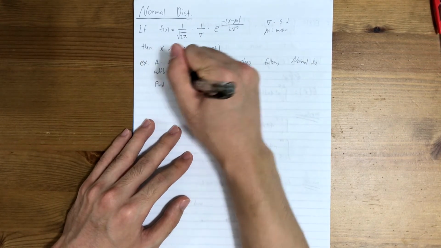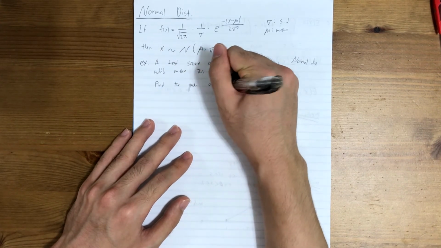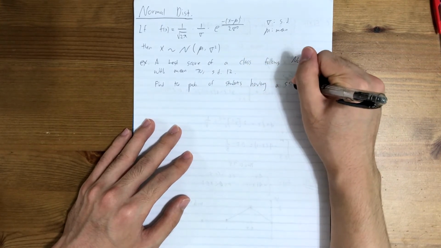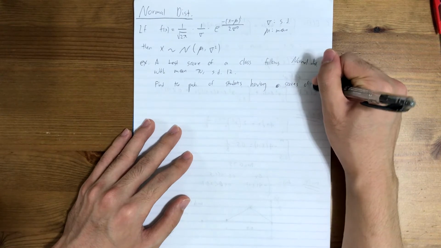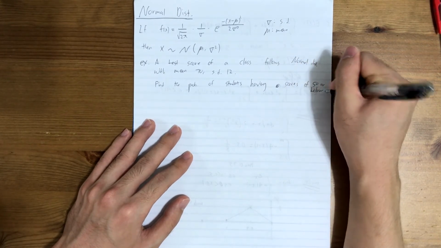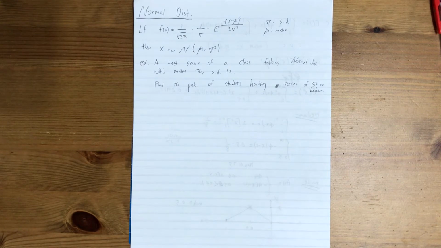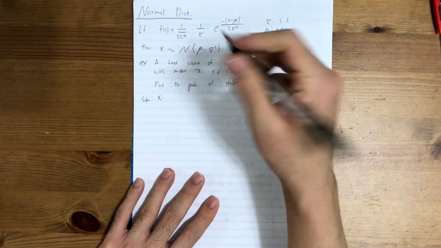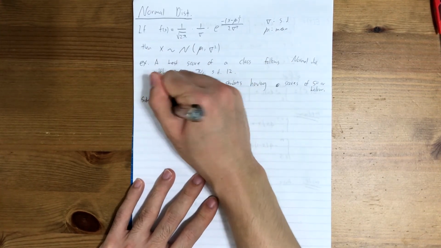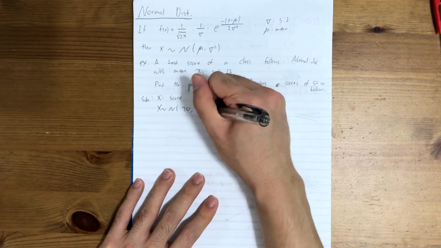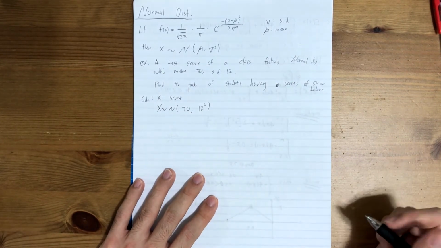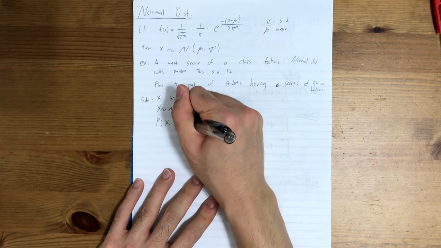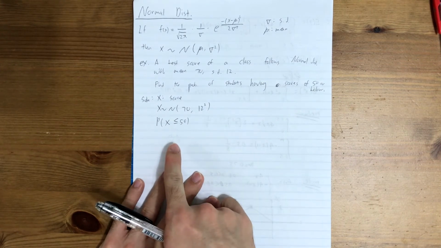So find the probability of students having scores of 50 or below. All right, so let's look for this. So first we define the variable. So let's say x is a score, and x follows normal with mean 70 and SD 12, so that means 12 squared or 144. And we want to find the probability where the score is 50 or below. So this is what we have.